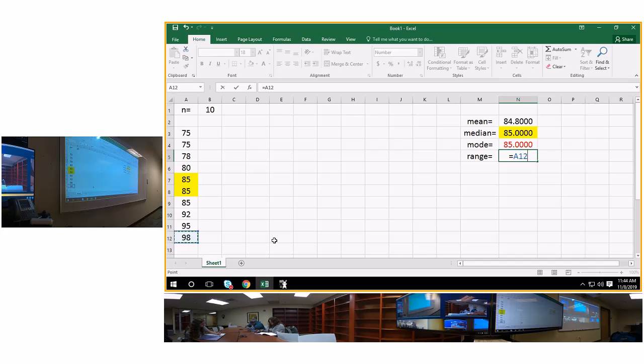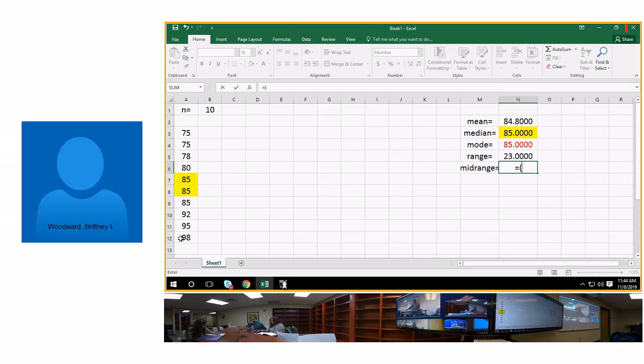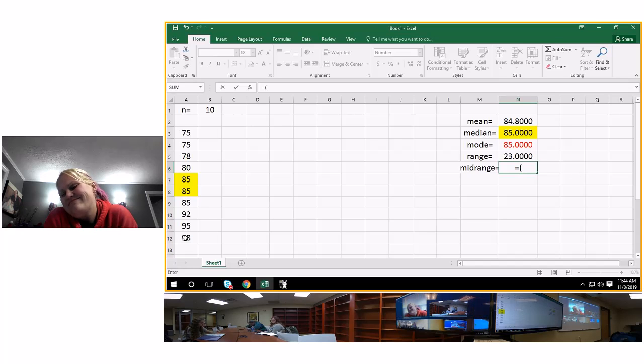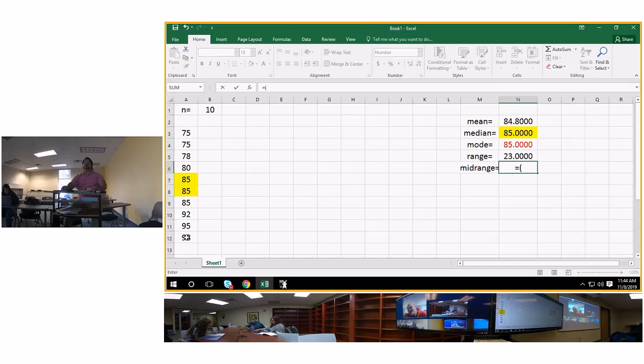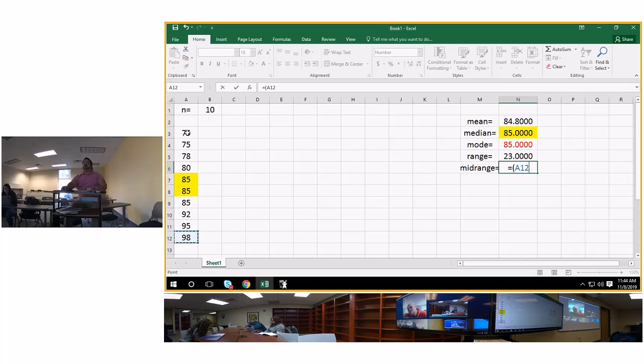The highest minus the lowest. I think that's what you said. Okay, mid-range. Mid-range is equal to... somebody tell me what it's equal to. 86.5. Yeah, but what's the formula? The highest plus the lowest divided by 2. Or you could call it the average of the highest plus the lowest.